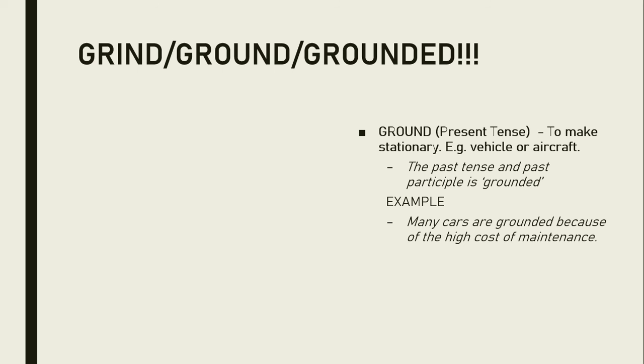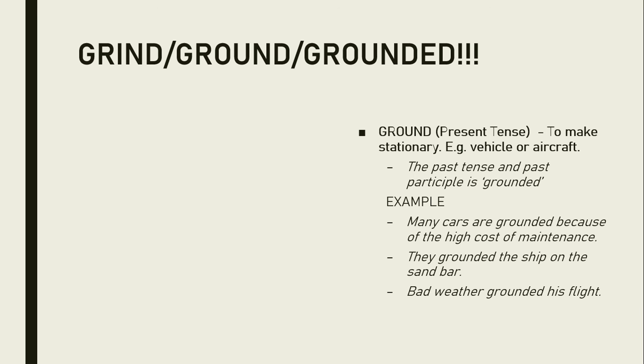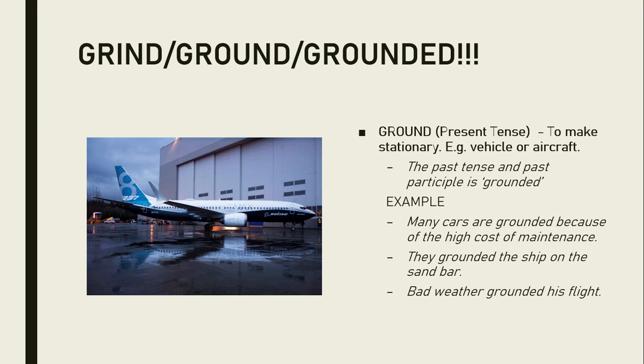Many cars are grounded because of their high cost of maintenance. Now you see, grounded here is both the past tense form and the past participle form. They grounded the ship on the sandbar. Bad weather grounded its flight. So here is a picture of a grounded aircraft.